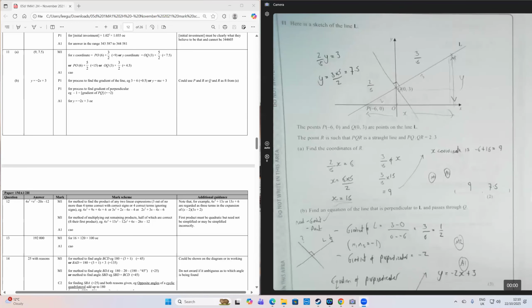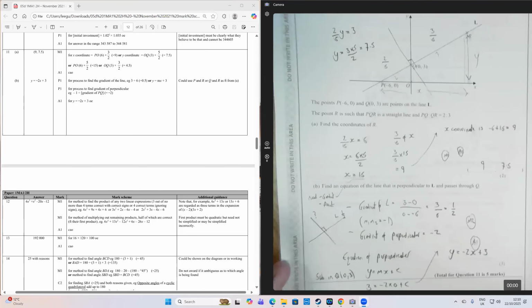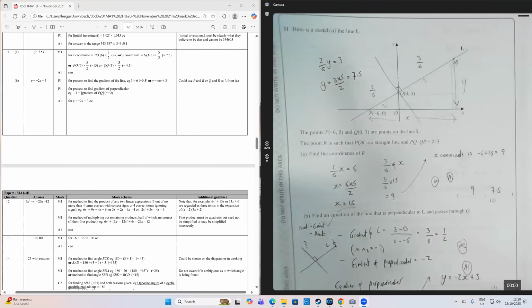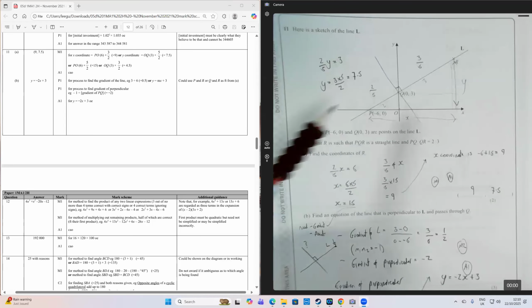Hello everyone, this is question 11 on the paper from November 2021, paper 2 for Edexcel. Here's a sketch of the line L. The points (-6, 0) and (0, 3) are points on the line L. So we've got P is (-6, 0) and Q is (0, 3).